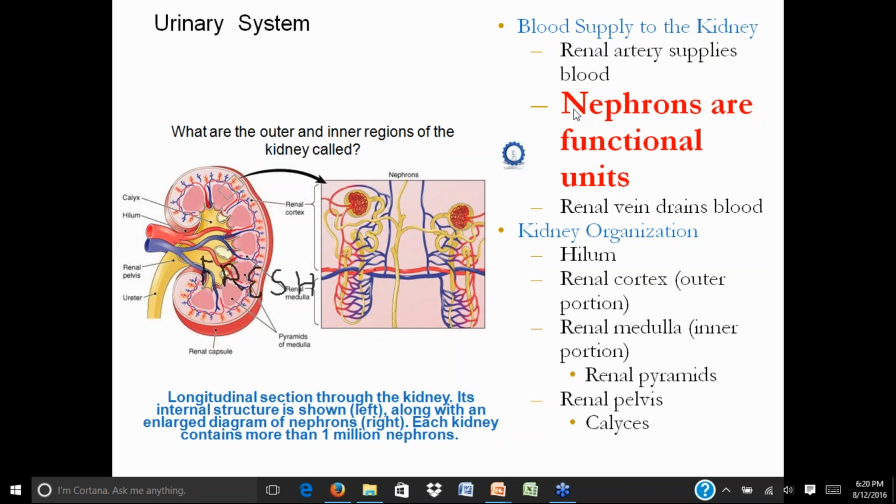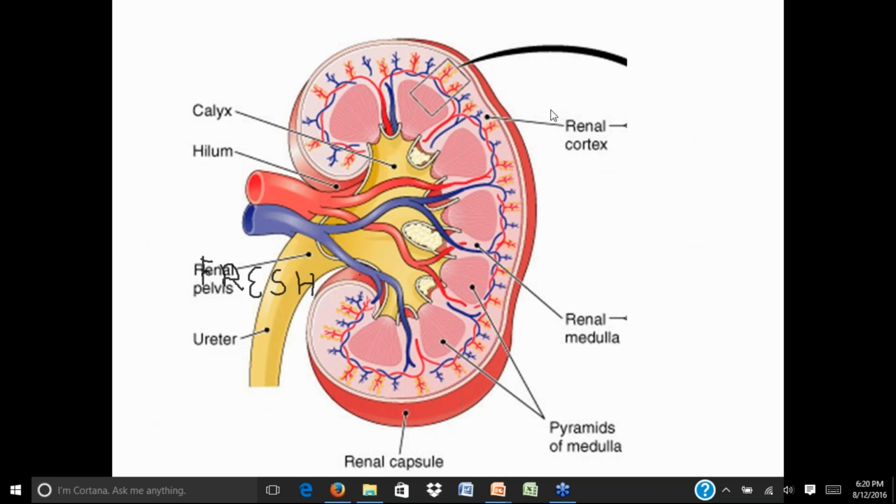Okay, so what are the functions of the kidney? The functions of the kidney will be filtration, reabsorption, elimination, excretion, secretion, and hormones. So all these are the functions of the nephron. So let's go to some images here. And here you can see one kidney, and we have different components.